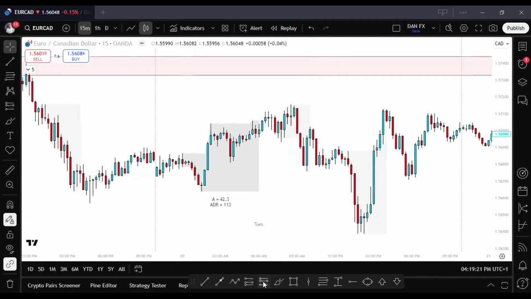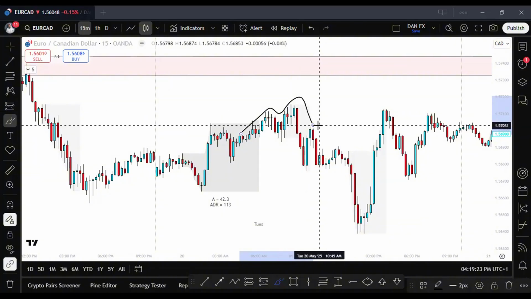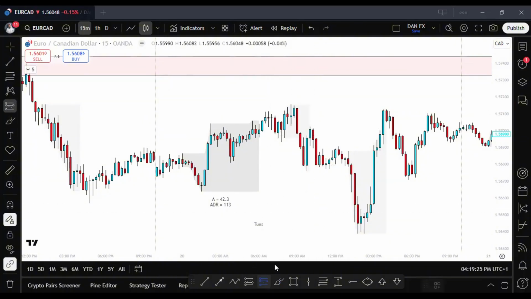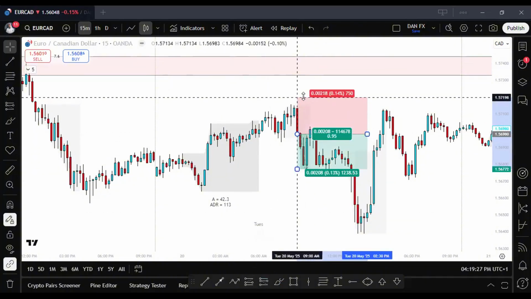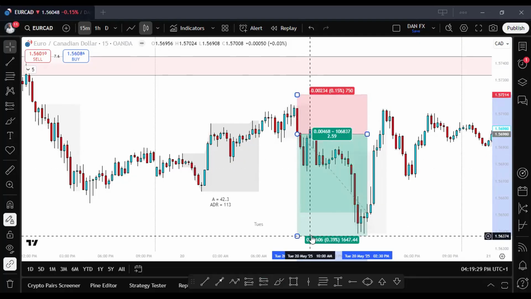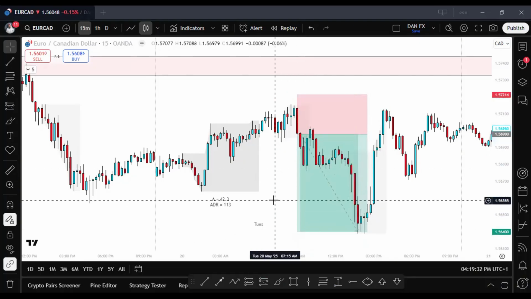We're looking for sales. Here we have a type 2 pattern M formation at the high at the start of London session. Take a sell here. Stop loss above. They go for 1 to 2. Yes, 1 to 2 hits on this trade.